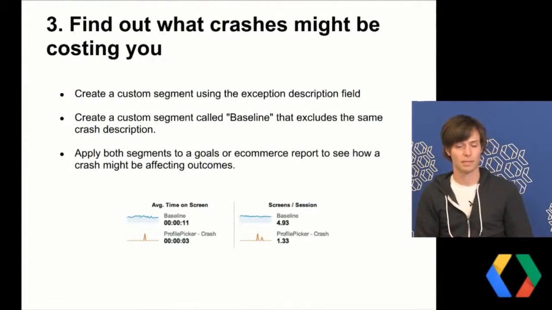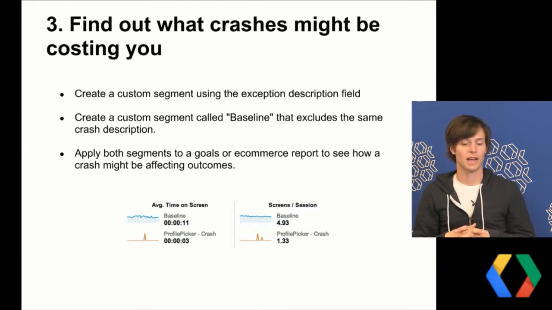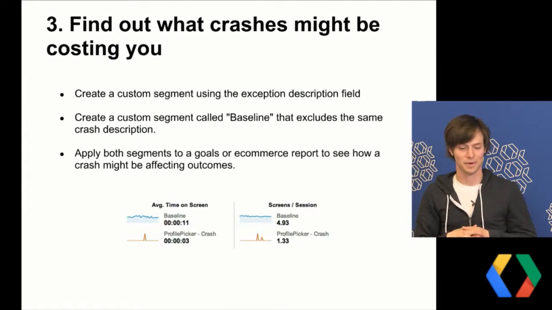So in this case, this example down here, you can see that I've got average time on screen and screens per session, two pretty common engagement metrics. And I've got my baseline sessions there. So 11 seconds is the average time on screen. But for those users who run into this profile picker crash, so it's some sort of crash when you're trying to pick your profile, some user data, their average time on screen is actually much lower. It's about 3 seconds.